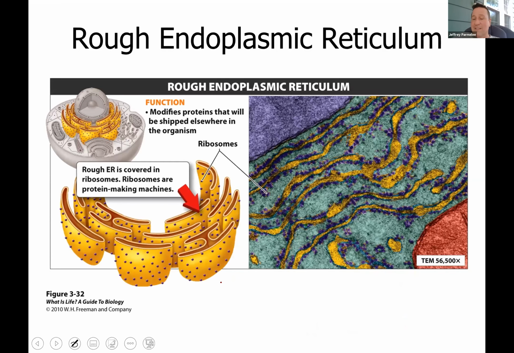And rough ER is a membrane system that's all studded with ribosomes. So you're making proteins right there. And it's right next to the nucleus too. So the messenger RNA has just come out, and then it can be read by ribosomes. And the same message can be read numerous times, and you're just pumping out that product. And then the rough ER will be able to modify it.